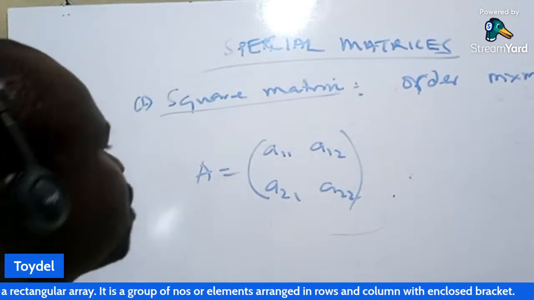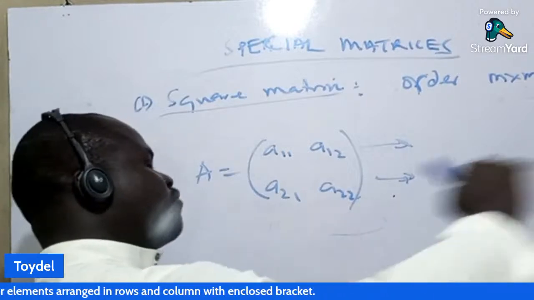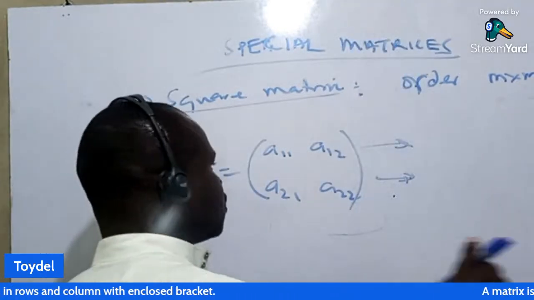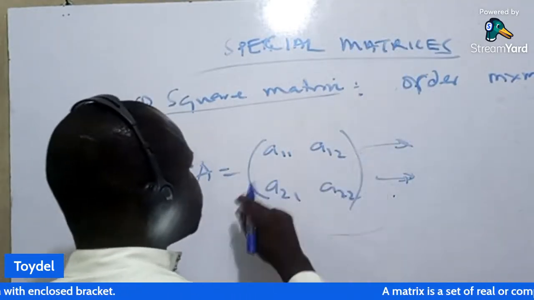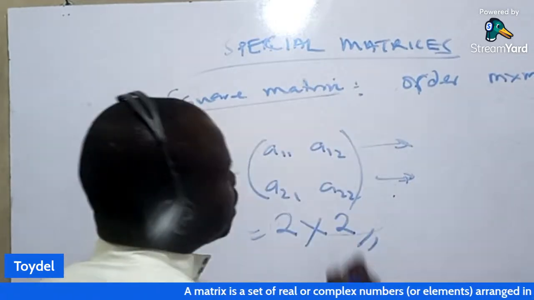Why is it a square matrix? Because the number of rows, there are 2 rows there. The horizontal movement is row, while the vertical is column. So how many rows do we have here? 1, 2. This is 2. By how many columns? 2. So this is a 2 by 2 matrix.